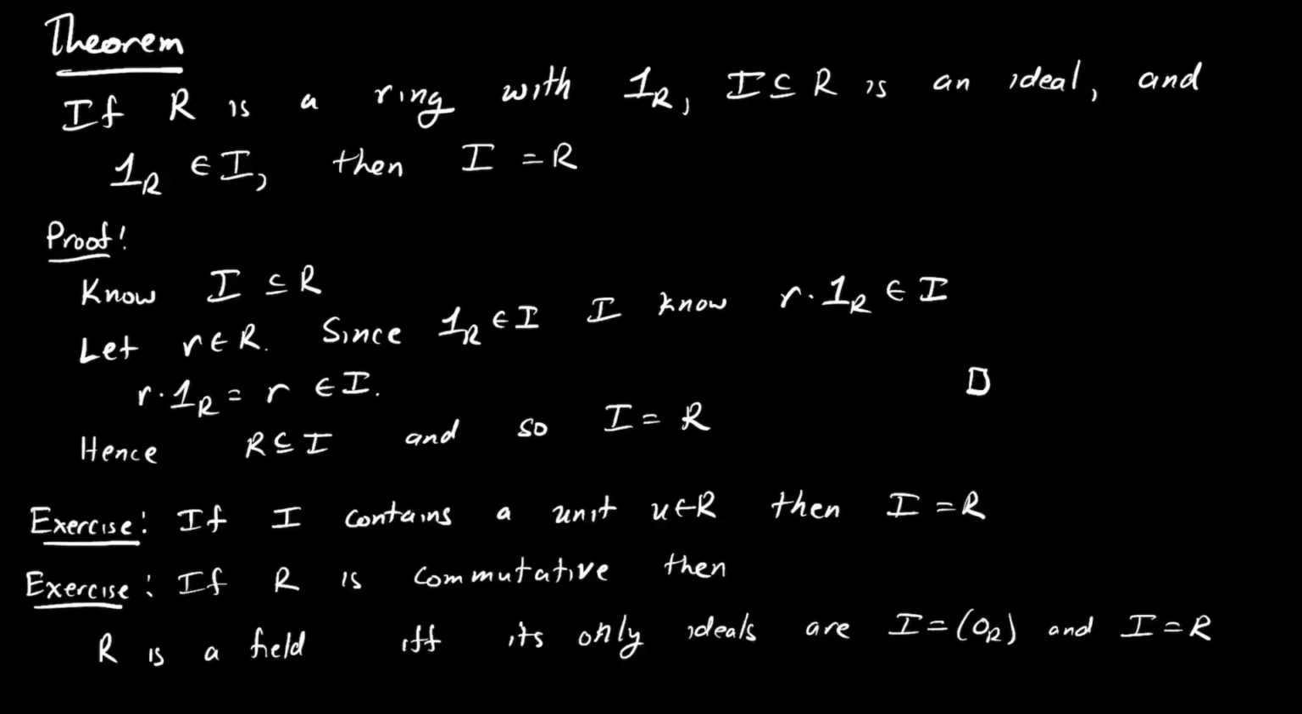Okay, and so we'll end with these two exercises. One exercise is the thing that I just mentioned, that if I contains a unit from R, then I equals R, similar to the proof above. And the second is that if R is a commutative ring with identity, then R is a field if and only if it has exactly two ideals, namely the 0 ideal and the entire ring R. So fields are commutative rings with identity that have exactly two ideals. That's a fun exercise to try as well.